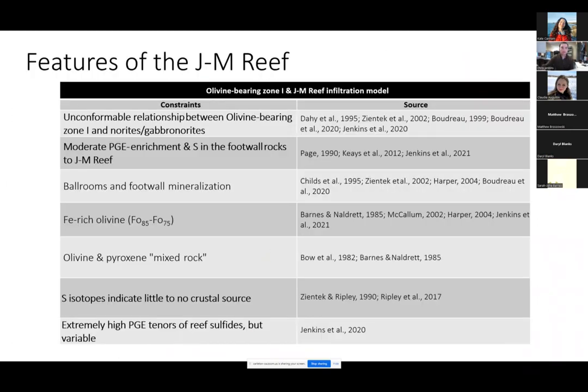So some other features of the reef, as we just showed, there's an unconformable relationship between the olivine-bearing zone and the footwall gabbronorites and norites. Footwall rocks are moderately enriched in PGE, and they do host disseminated sulfide, though it's not a lot. The sulfur isotopes indicate that there's little to no crustal input of external sulfur in the J-M Reef. And the reef tenors are extremely high, but they are variable at both the local and the deposit scale.